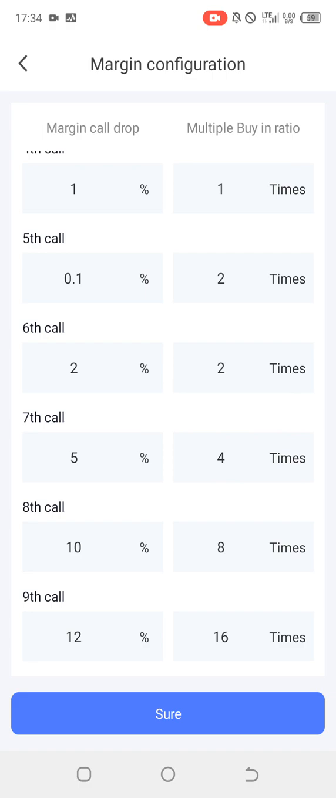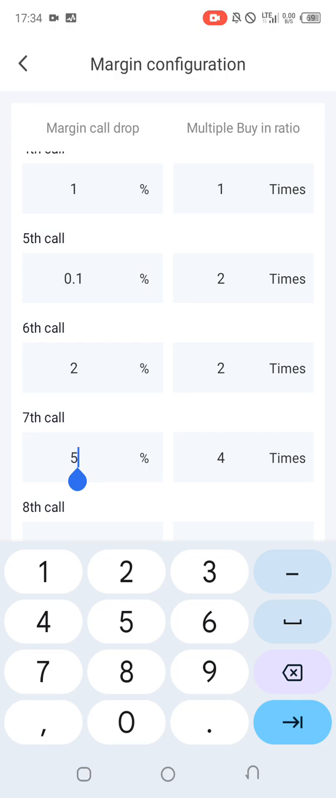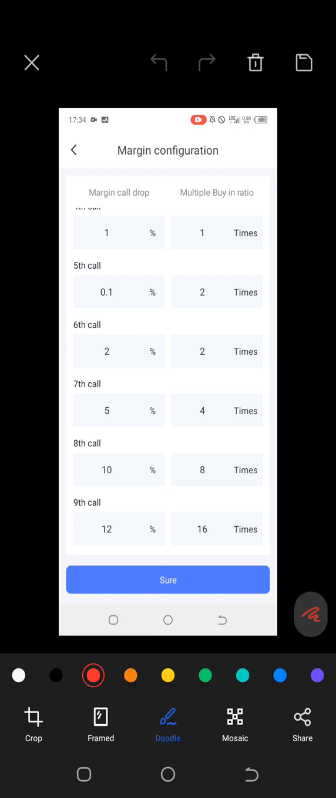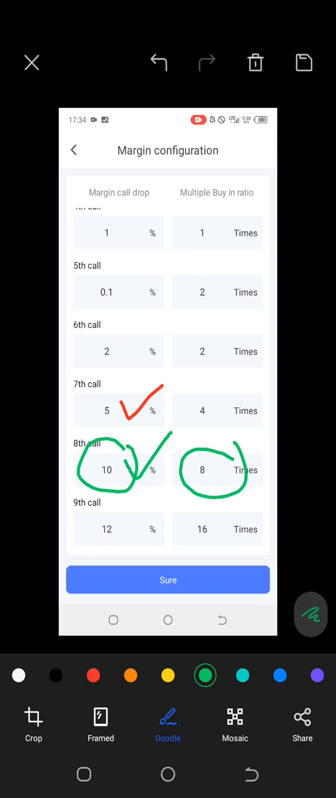Per what I did with the 15 minutes, for the 0.18 cent, I got a 5% drop for my 7th call, which is my S1, the support level 1 on the pivot point, and I buy 4 times off the first buy-in. Then on support level 2, on my 8th call, it was 10% pertaining to the time frame I used. So when the market drops 10%, it's going to buy 8 times off the first buy-in amount.